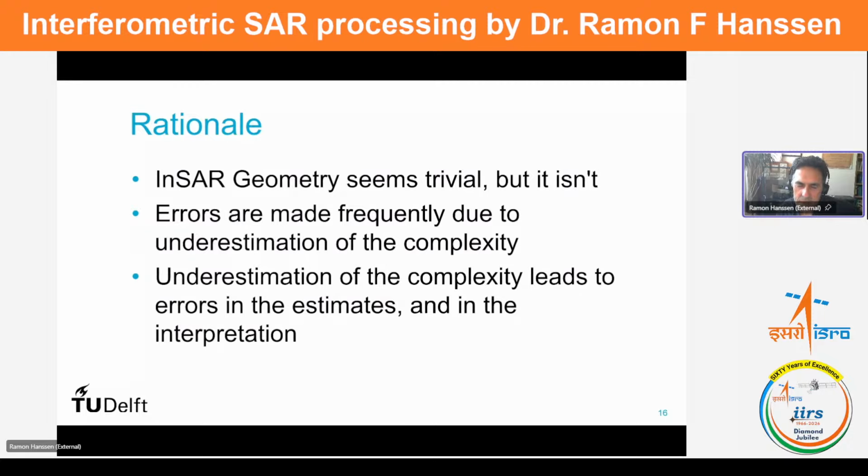Now, why are we doing this? Well, because in many cases, InSAR geometry seems trivial. We're looking from a certain direction. We have line of sight motion, but actually it's a bit tricky. And what you see if you look at literature is that there are many cases where, because the complexity is underestimated, errors are being made. And that leads to errors in the interpretation.